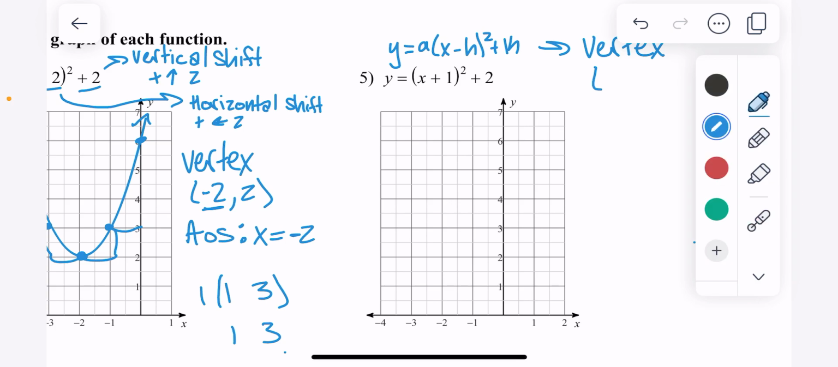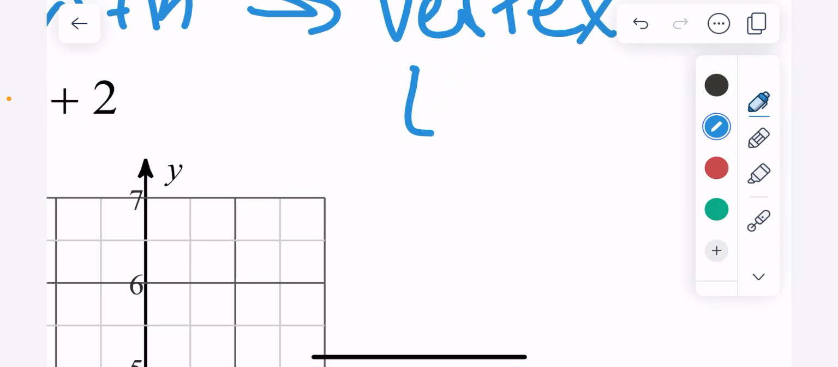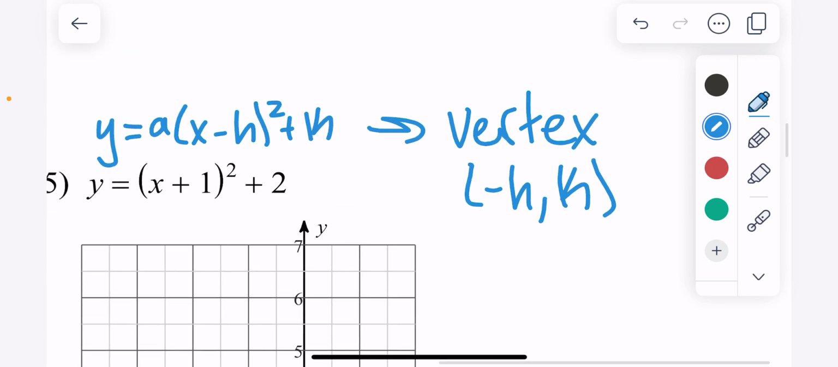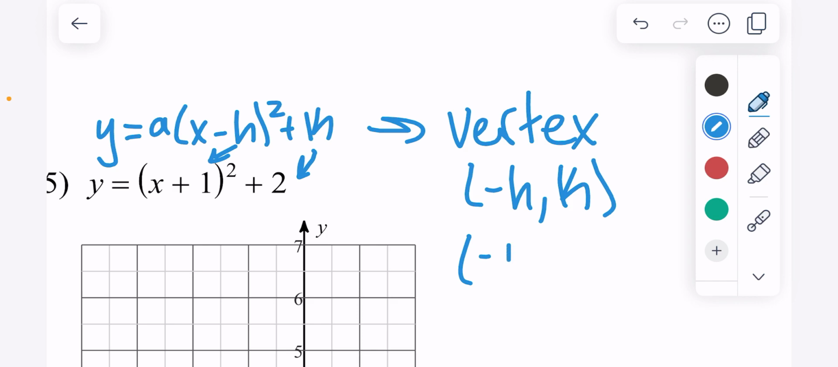The vertex in vertex form is the opposite of h comma k. So, I know these values are kind of weird, but this h value actually represents the x value of my vertex. This k value actually represents the y value of my vertex. So in this case, the opposite of h, we see h here is 1, so the opposite of h is negative 1, and k is going to be 2. So we switch the sign on the x value and leave the y value the same.